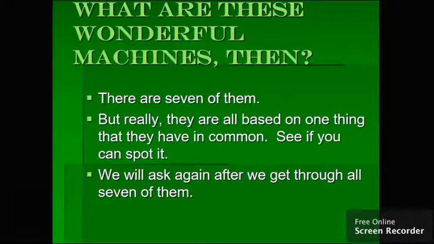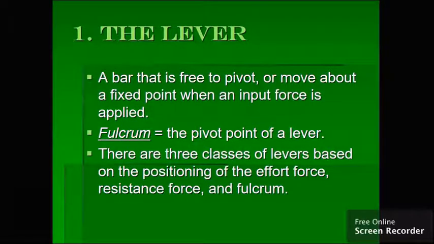Okay, so what are these wonderful machines then? There are 7 of them. But really, they're all based on one thing that they all have in common. So at the end of this, I will ask you again to see if you can spot that one thing that they all have in common. And if you're not sure, I'll give you a hint. The wheel kind of is by itself. The other six, it's a little easier to see how they all have something in common. Okay, so let's get to it. Number one, the lever.